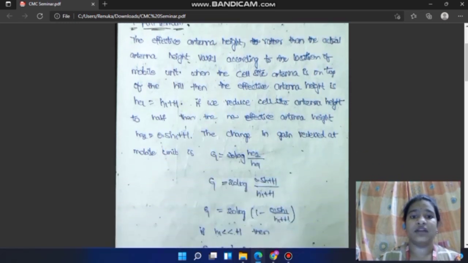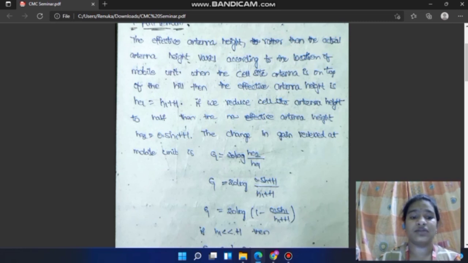Hill terrains. The effective antenna height, rather than the actual antenna height, varies according to the location of the mobile unit. When the cell site antenna is on the top of the hill, then the effective height of the antenna is He1 equals H1 plus H. If we reduce the cell site antenna height to half, then the new effective height will be He2 equals 0.5 H1 plus H.